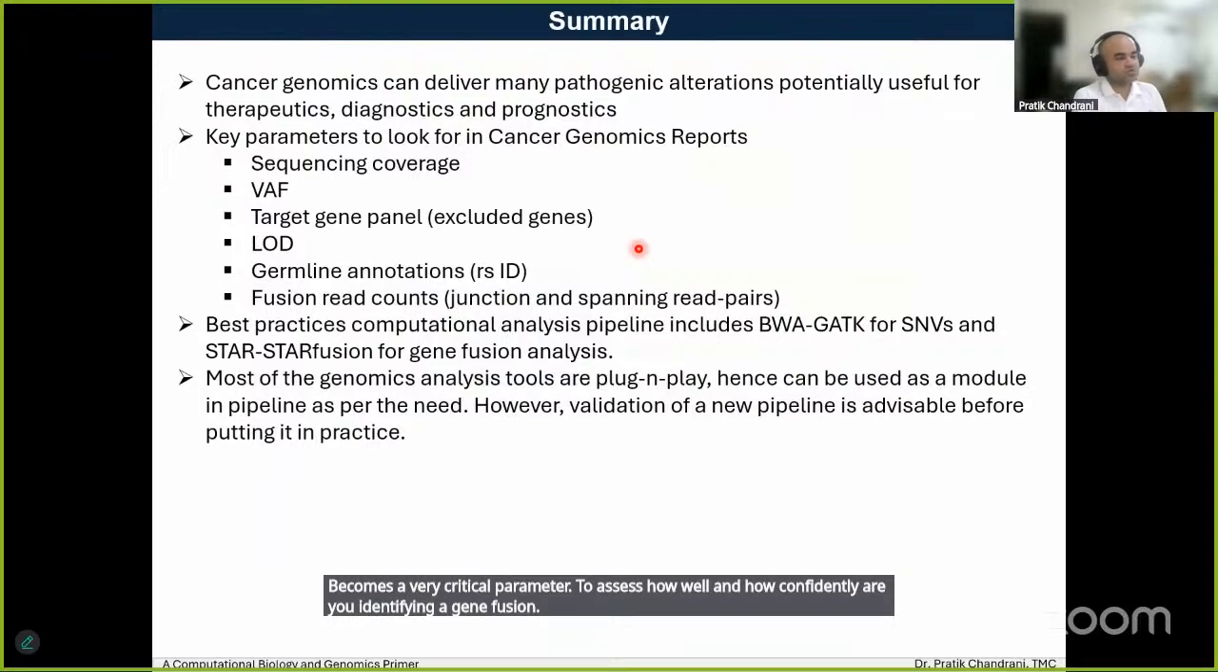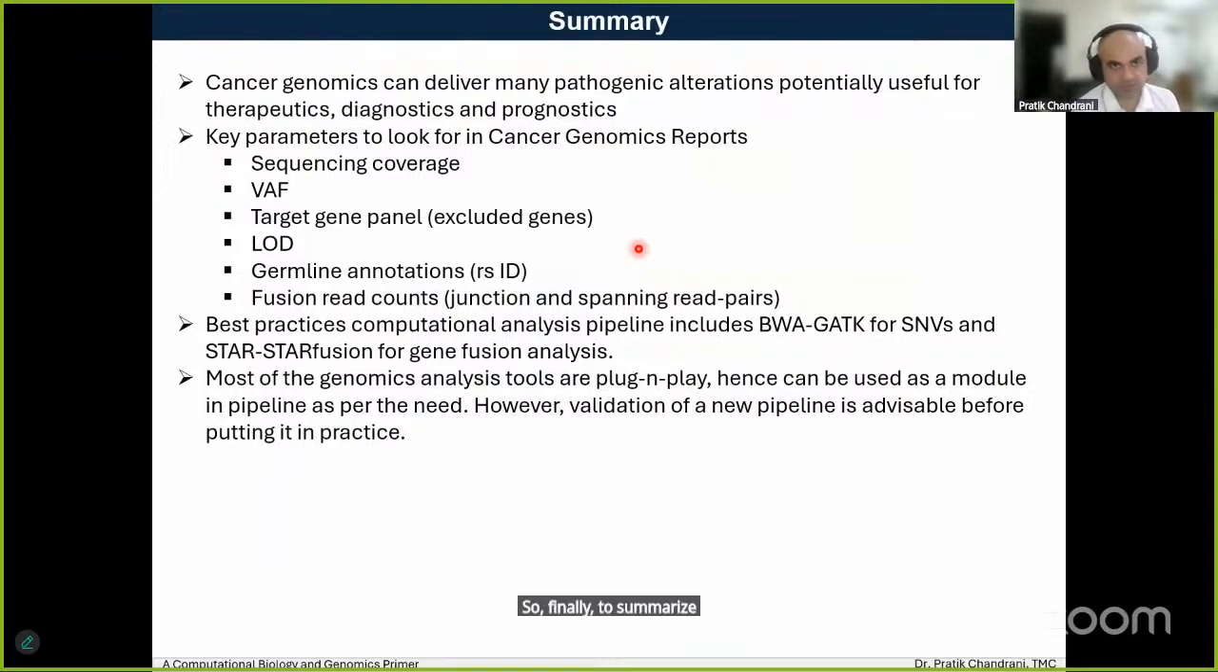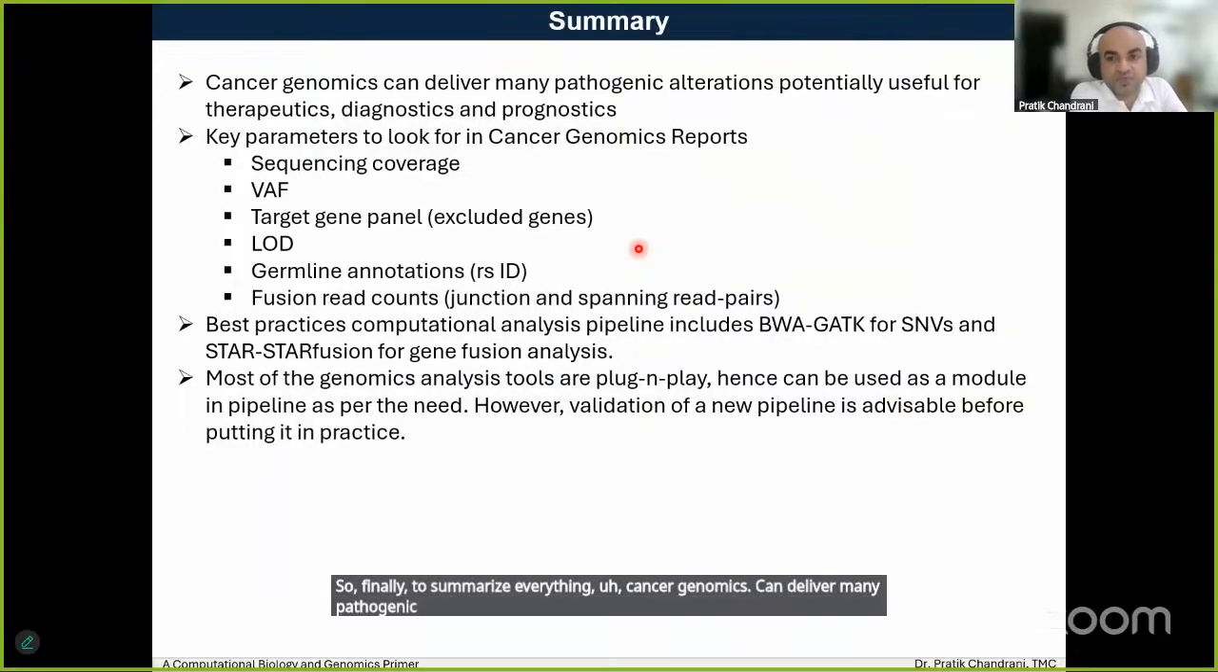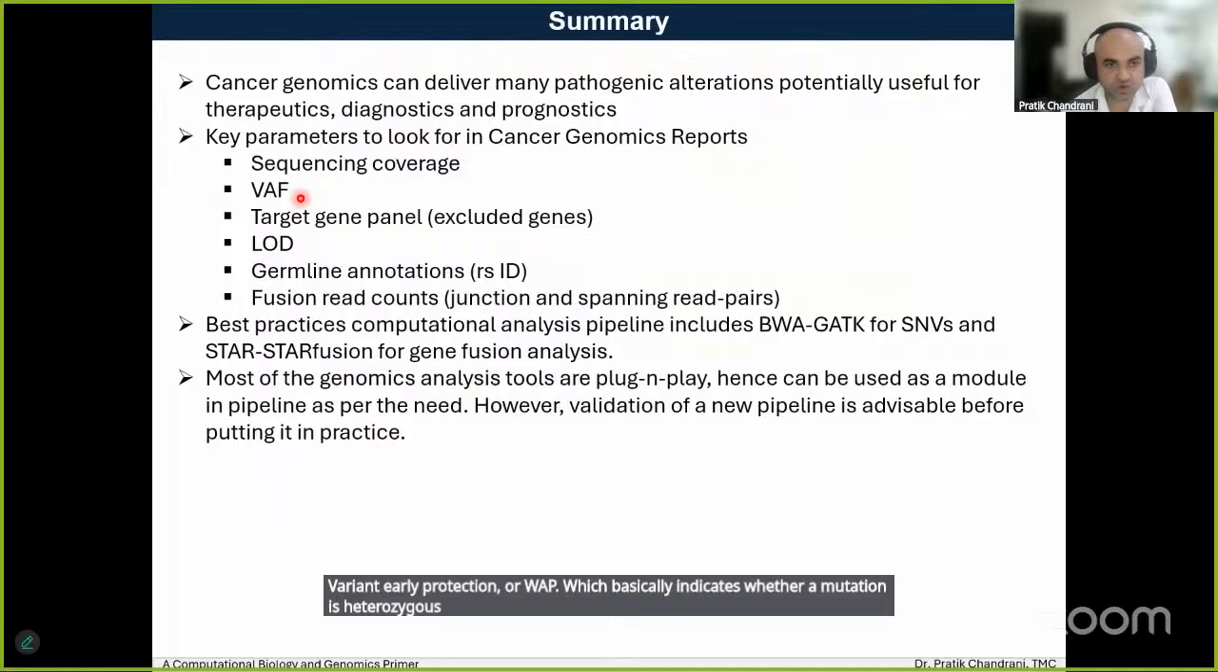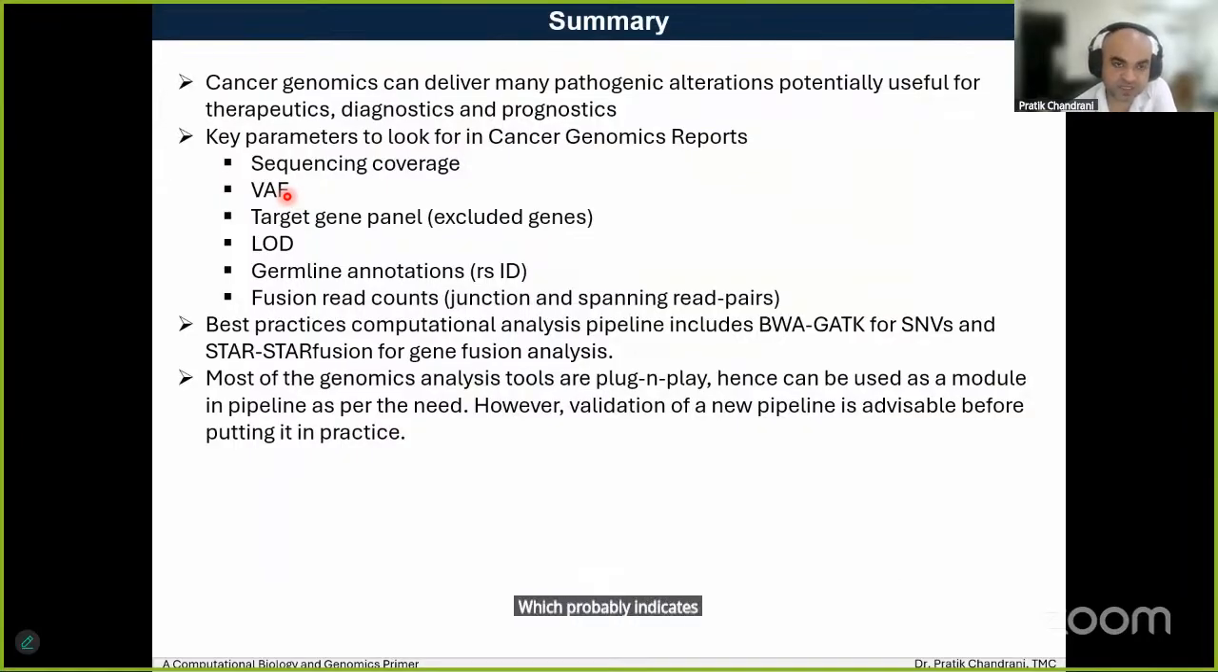So finally, to summarize everything, cancer genomics can deliver many pathogenic alterations and potentially useful alterations for therapeutic, diagnostic, and prognostic applications. Key parameters to look for in a cancer genomics report are sequencing coverage and variant allele fraction or VAF, which basically indicates whether a mutation is heterozygous, homozygous, or a very low VAF, which probably indicates a false positive as well, a sequencing artifact. Another is the target gene panel.